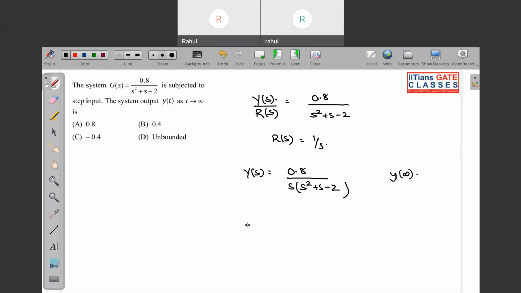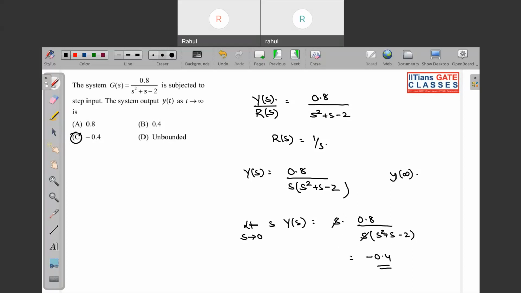So we can apply the final value theorem: s Y(s), that is equal to s into 0.8 divided by s(s square plus s minus 2). Okay, so if you solve this, this will come out to be minus 0.4, option C.